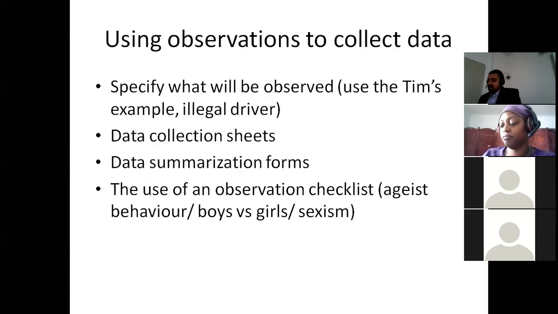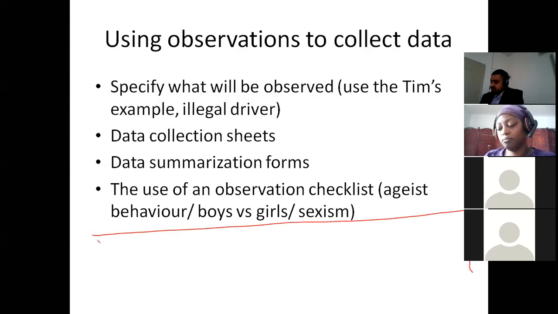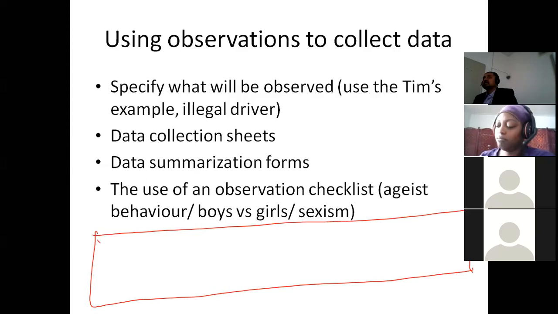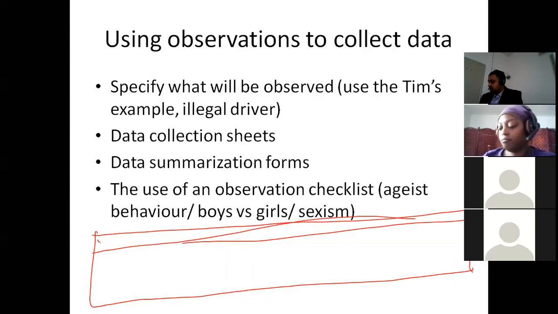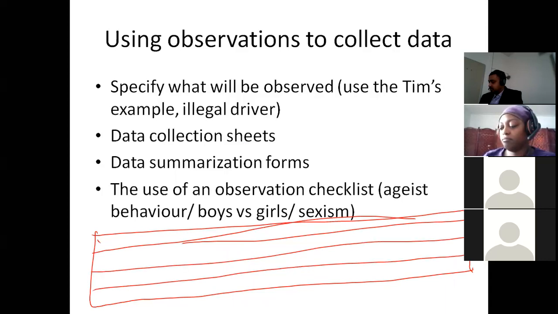So you might also decide to use an observation checklist for ageist behavior or sexist behavior. And an example of this is in your textbook where they're looking at a family discussion and seeing if there is a general sexist tendency in the family depending on whether the speaker is a male or a female. So they have an observation checklist for each conversation that starts off at the dinner table. So they write the topic of the conversation.